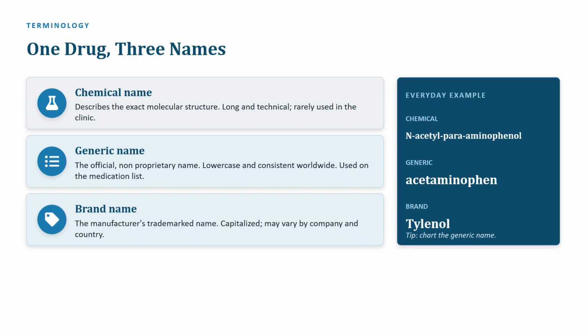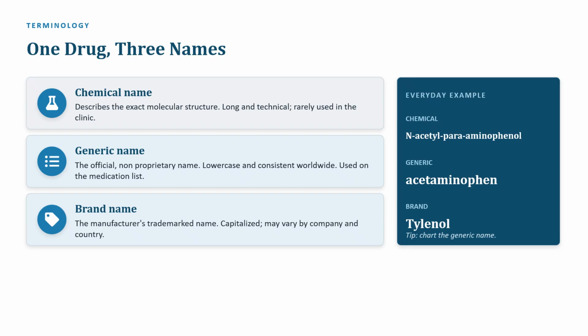The brand name is the manufacturer's trademark name. It's capitalized, and the same generic drug can appear under several different brand names, and even different brand names in different countries. Look at the example on the right using a medication everyone knows. The chemical name is a long structural description, which I'm not even going to try to pronounce. The generic name is acetaminophen. The brand name most people recognize is Tylenol. Same drug, three different names.